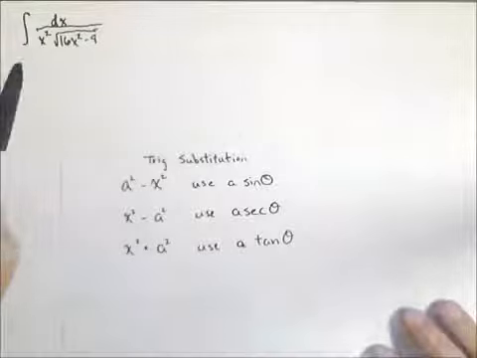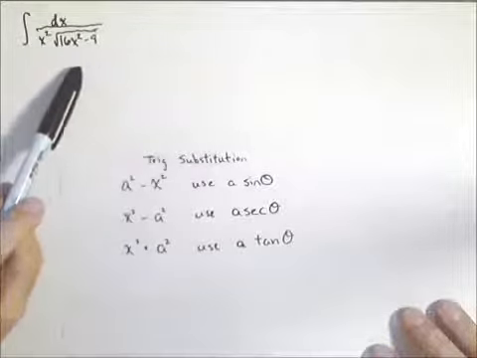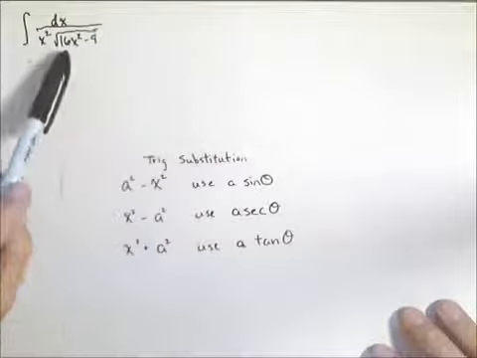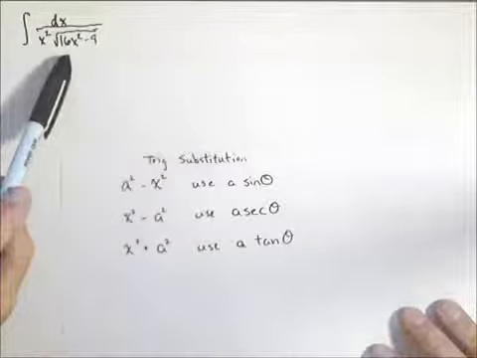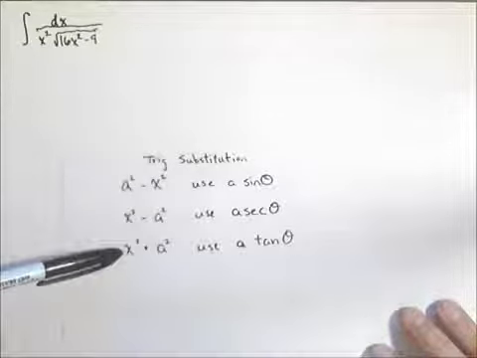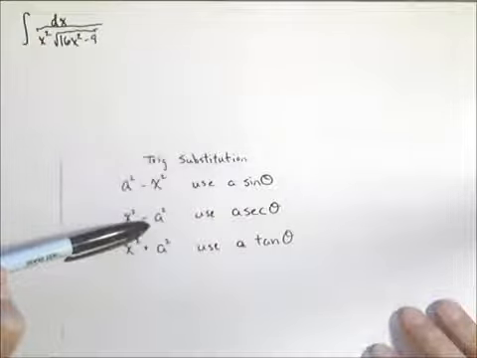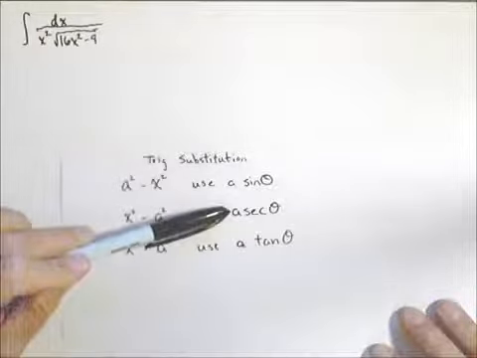Looking at this antiderivative, notice we see this 16x squared minus 9 under a radical. That's a hint that trig substitution may be good for us. Now here's our basic trig substitutions. Notice when it's x squared minus a squared, we want to use a secant theta.